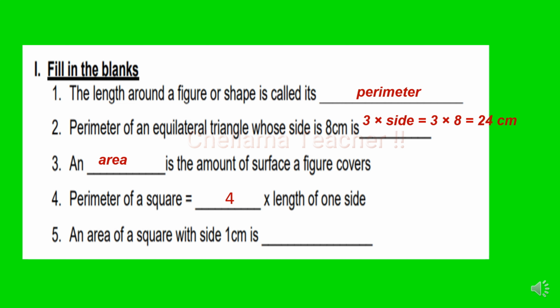Question 5. An area of a square with side 1 centimeter is dash. An area of a square with side 1 centimeter is 1 square centimeter. Simply 1 sq.cm.